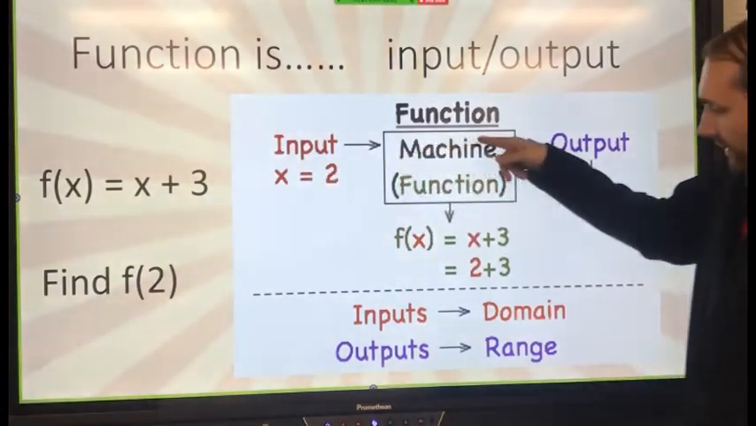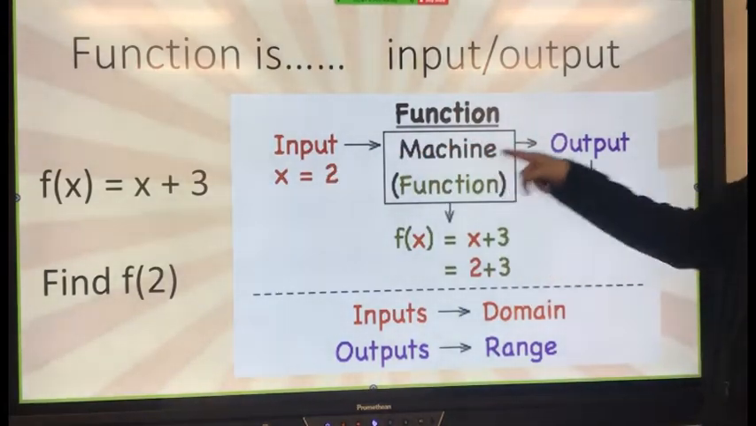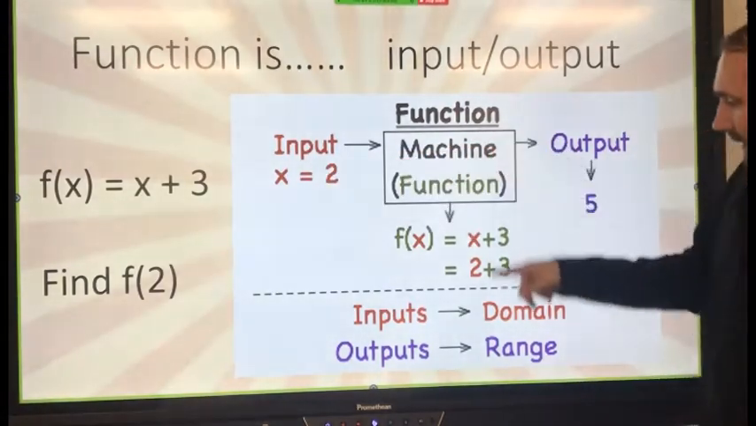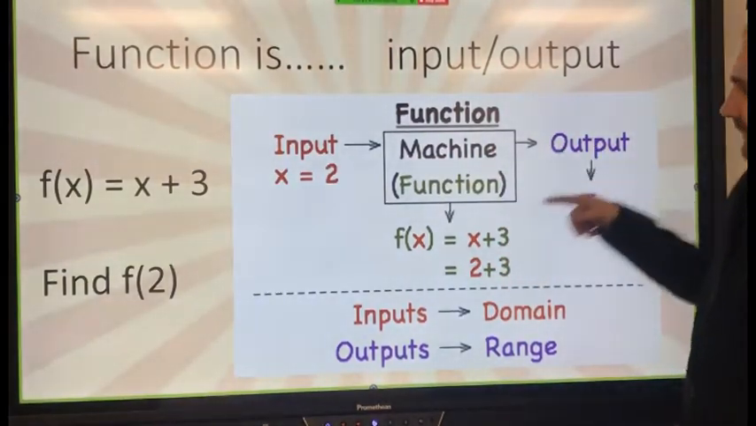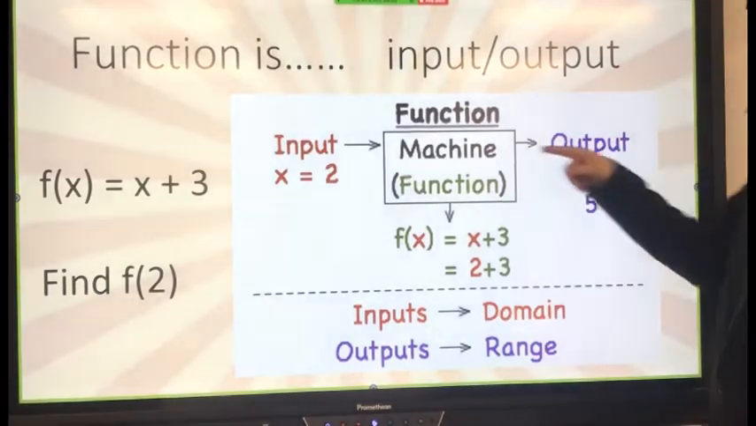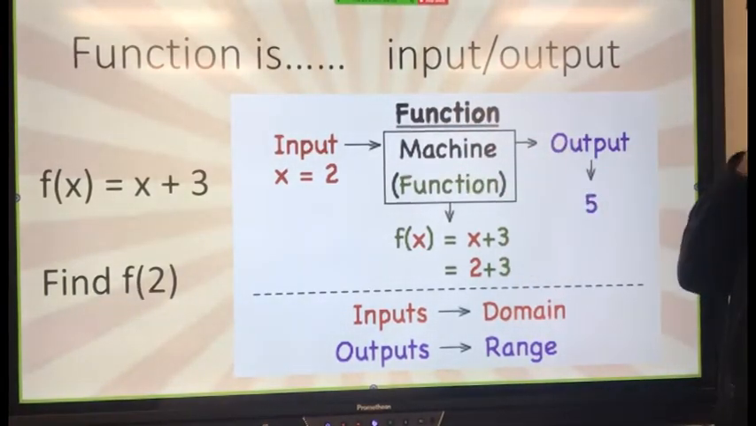If x was 3, go through the machine. 3 plus 3 is 6. If x was 4, 4 plus 3, 7. So this is a function. This is how it's different from an equation in a y equals, which is mostly just referring to graphing.